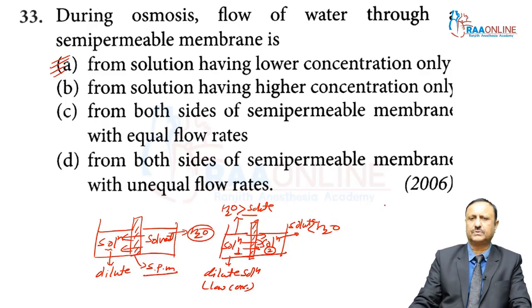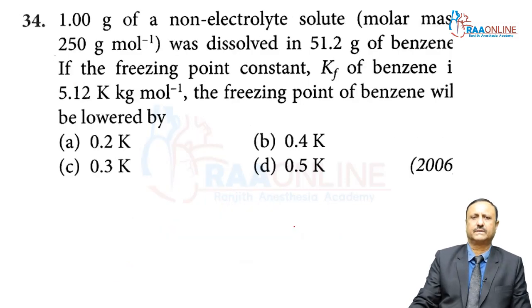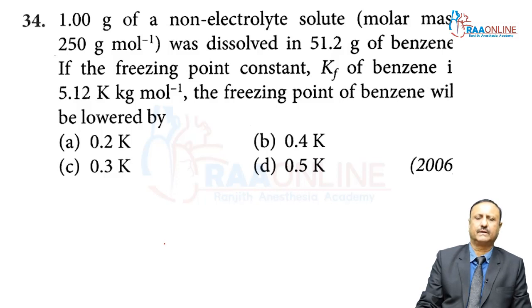This question was asked in the 2006 NEET exam, my dear students, and in this question we can explain osmosis, what osmosis is and the flow of water. Now, we can see question number 34. 1 gram of a non-electrolyte solute is dissolved in 51.2 gram of benzene. If the freezing point constant Kf of benzene is 5.12 Kelvin, the freezing point of benzene will be lowered by.